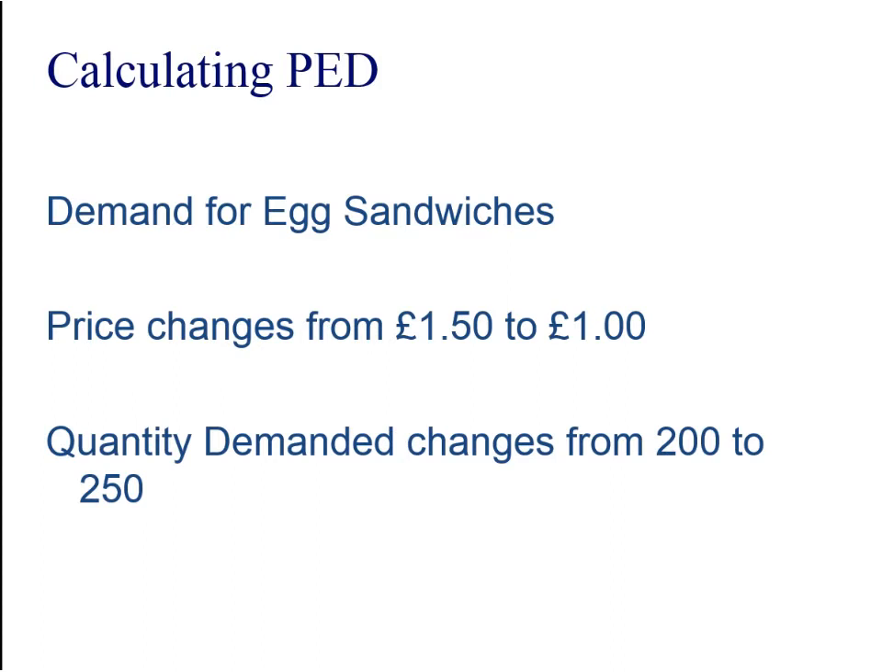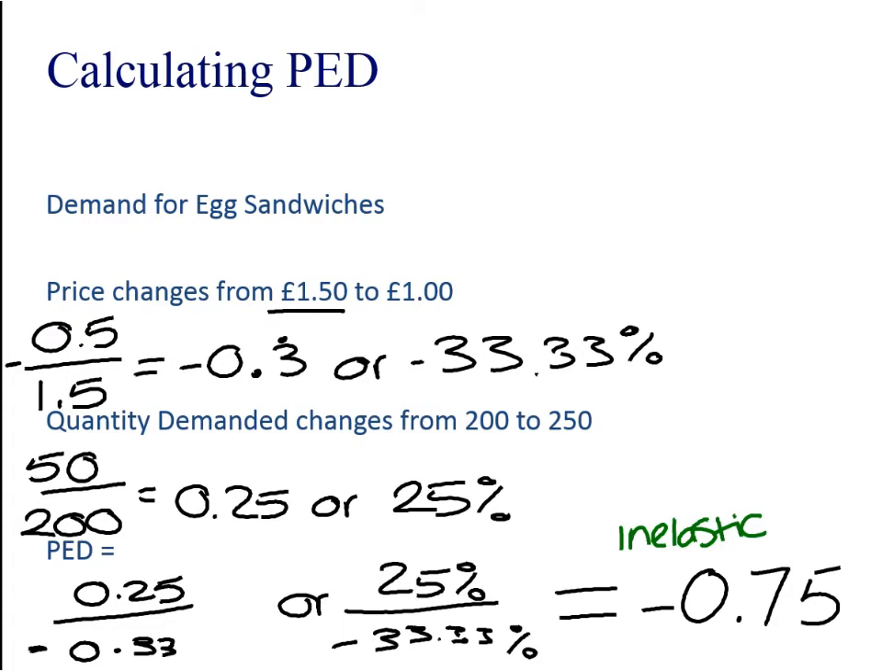So let's have a look at these calculations then. So first of all, we've got to work out this price change. So the change is by 50p, so 0.5 divided by £1.50, which was the original. Now this is actually a decrease, so I've put a little minus symbol in front of there, and that works out at minus 0.3 reoccurring, or if you want to turn it into a percentage, it'll be minus 33.3 reoccurring percent. The quantity demanded changes from 200 to 250, so we know that's a 50 change divided by the original, which was 200. That equals 0.25 or 25%.